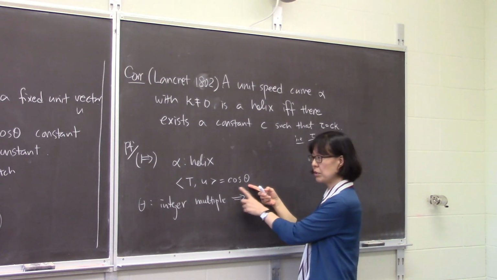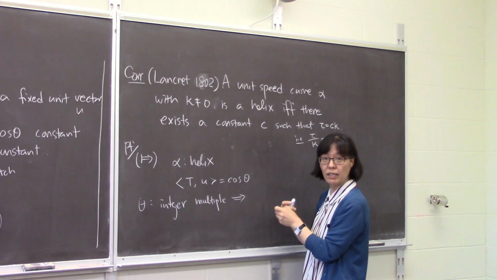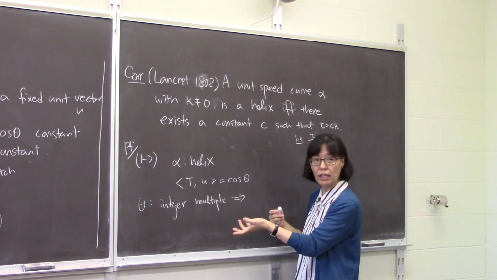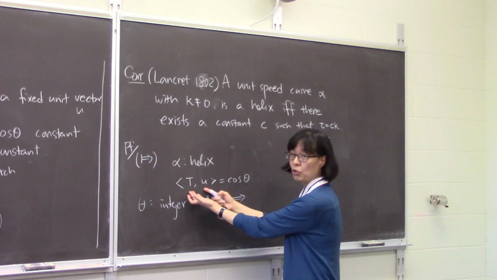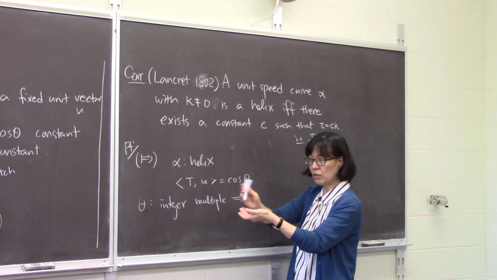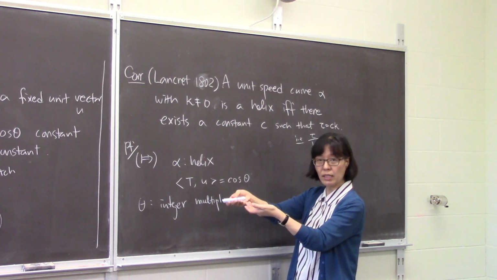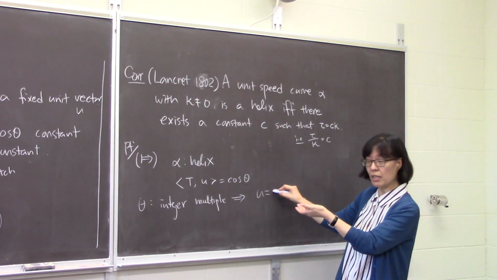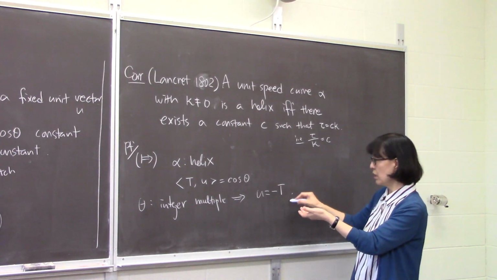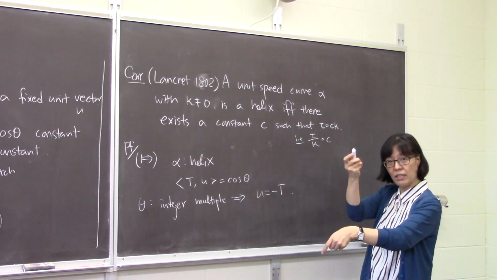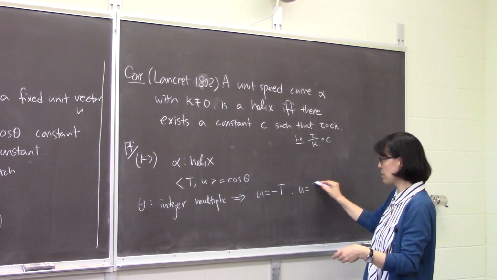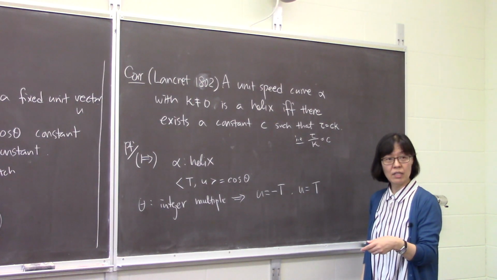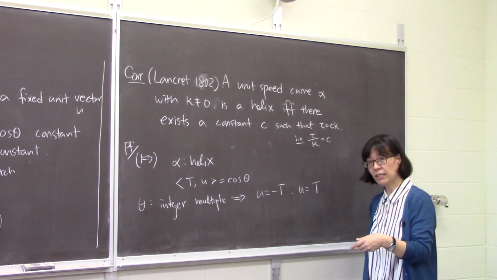Theta is the angle between t and u, right? So if theta is pi, that means the angle between t and u is pi. That means u is minus t. If it is 2 pi, then u is the same as t. Right?